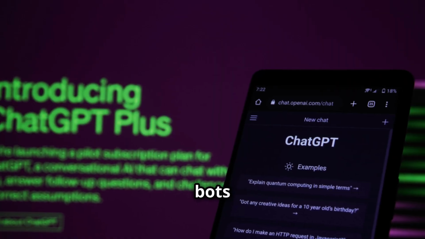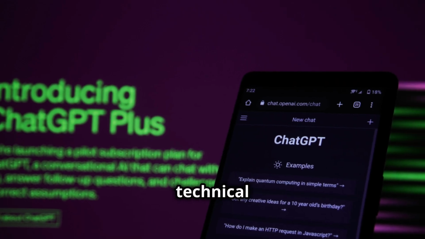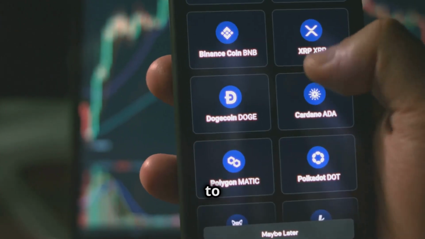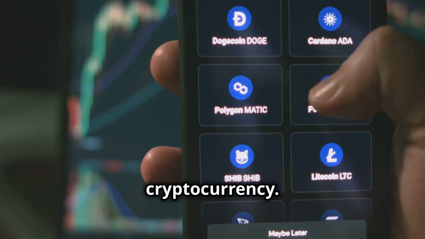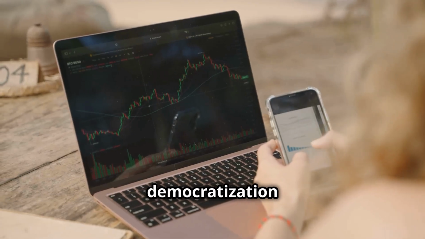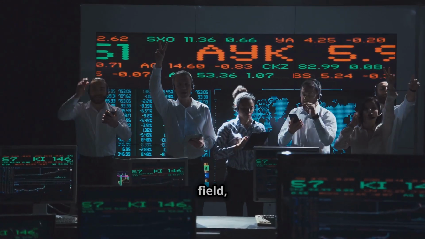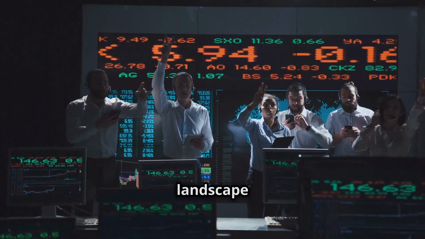Imagine a future where trading bots are no longer confined to the realm of technical jargon and complex code, but are accessible to anyone seeking to participate in the exciting world of cryptocurrency. This democratization of trading has the potential to empower individuals, level the playing field, and reshape the financial landscape as we know it.